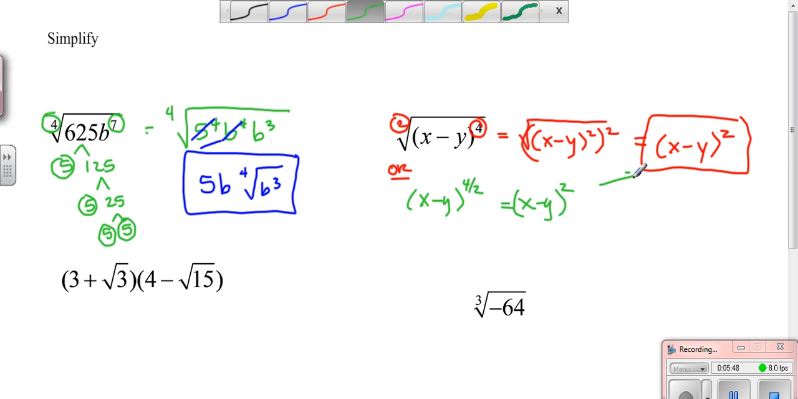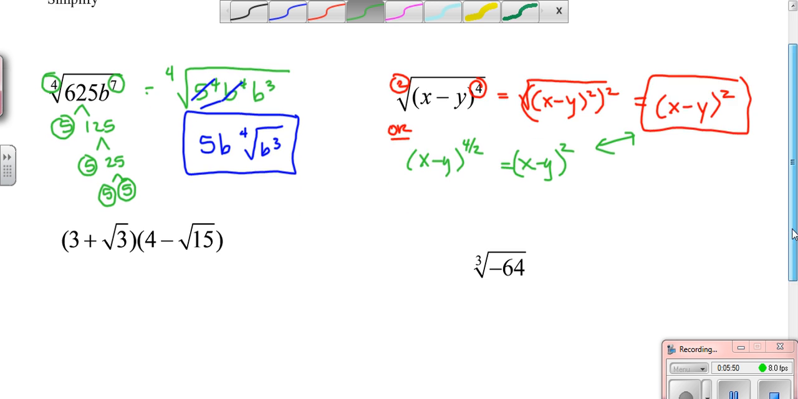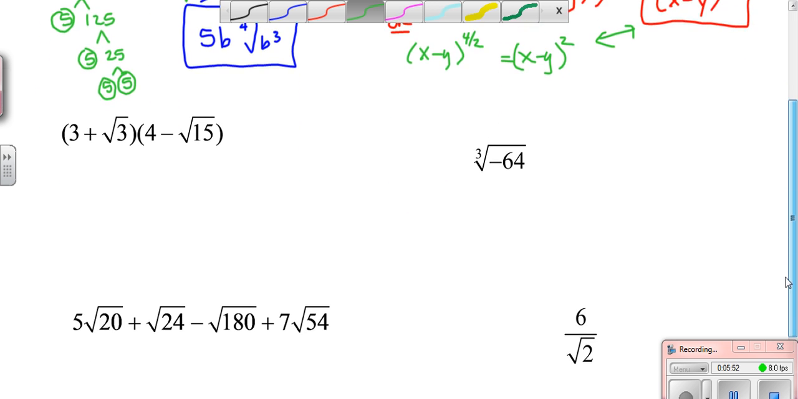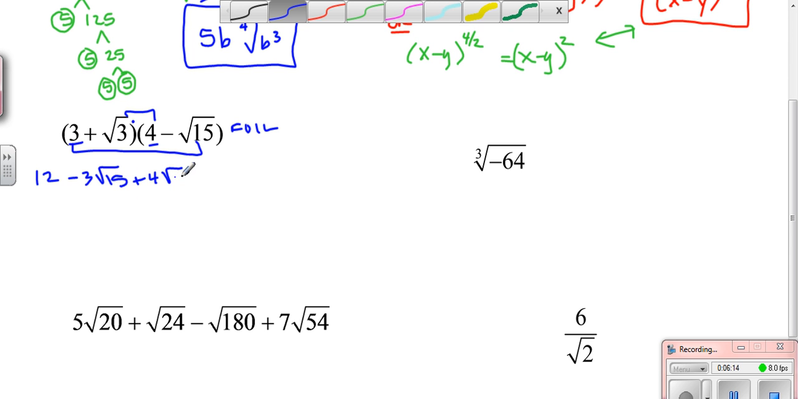So you see you get the same answer no matter which rule you apply, as long as you apply the rules correctly. Now, this problem, there's no plus in between. This is a FOIL problem. So go ahead and take your first two terms times each other, outside terms times each other. Remember, coefficients times radicals, multiply like that.